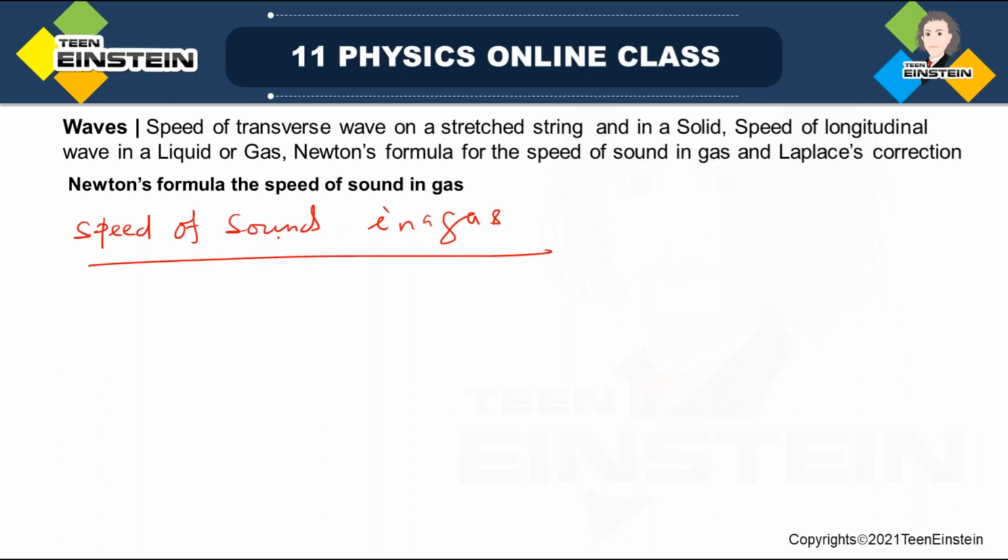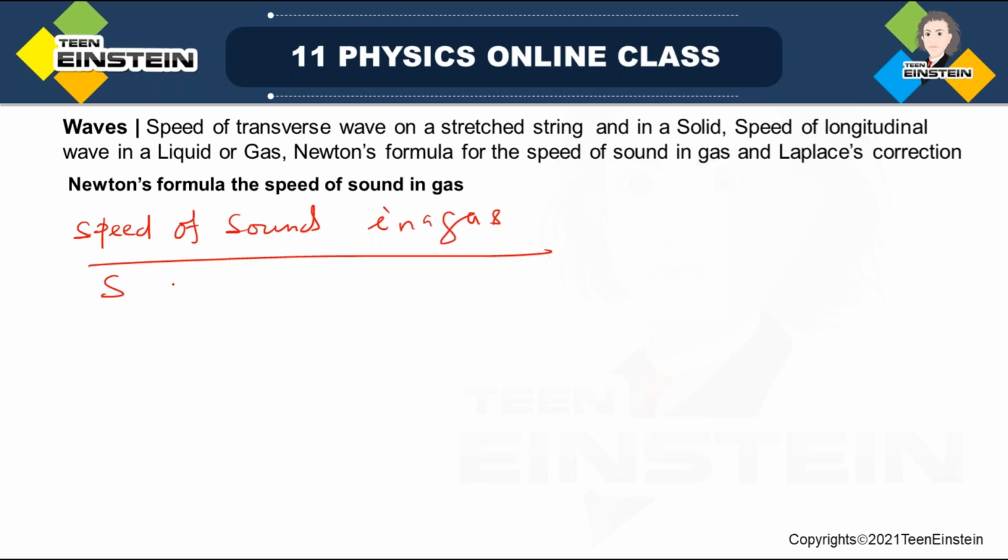Sound is one kind of longitudinal wave that we know. So whenever we are talking about a gas, you have to take care of the density part as well as the pressure part. Here Newton gave a formula for the speed of sound in a gas. He assumed that the sound wave travels through a gaseous medium in isothermal condition.